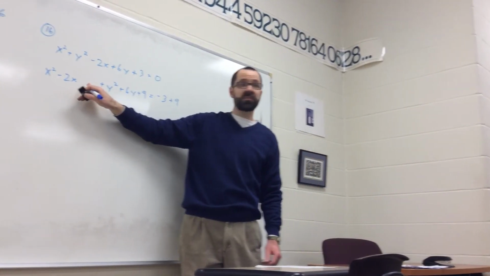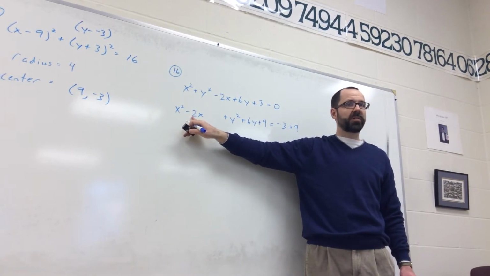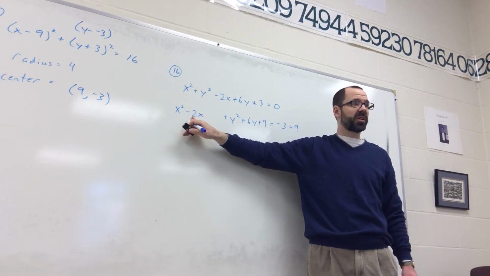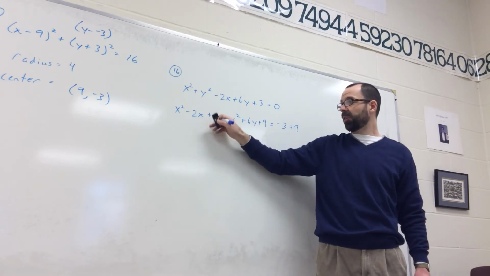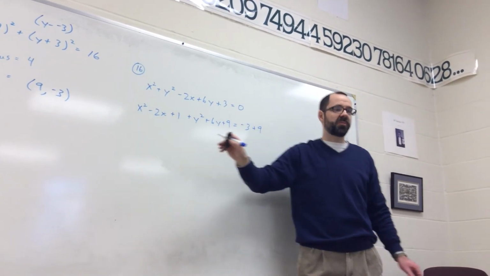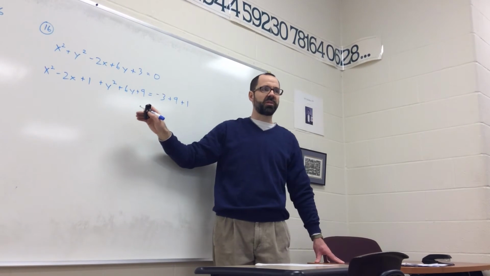Okay, so now for this spot, I'm going to take half of this number and square it. Half of negative 2 is negative 1, and then negative 1 squared is positive 1. So I'd like to add 1 there. But if I put plus 1 there, I need to also put plus 1 there. So that process was called completing the square.